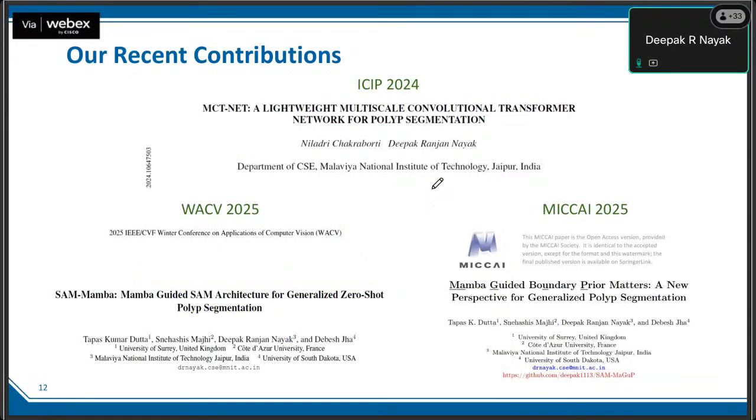So here is a glimpse of our recent contributions in the field of polyp segmentation. One is in ICIP 2024, a renowned conference in the field of image processing and computer vision, and WACV, where several architectures like UNETR and TransUNet kind of architectures have been published. MICCAI, where starting from U-Net, there are several other architectures. We also have a paper in MICCAI 2025, which I recently presented. And we also got an opportunity to present our paper orally. Only 1,076 papers were accepted in this conference, and out of them 76 papers were selected for oral presentation, and out of 76, our paper is one among them.